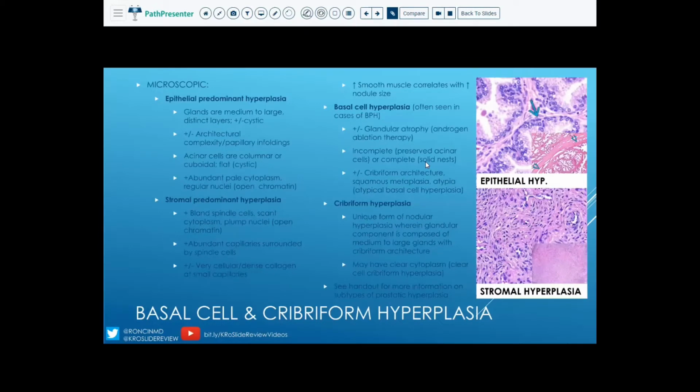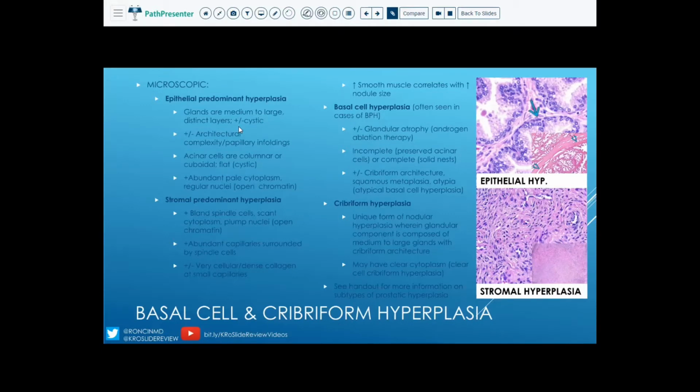Okay, so lots of differences between epithelial predominant hyperplasia, stromal predominant, and here we have our basal cell and cribriform hyperplasia. So your epithelial hyperplasia, which again, this was towards the right side of your slide, so your glands were medium in size to large, and they, in our case, had cystic dilation.